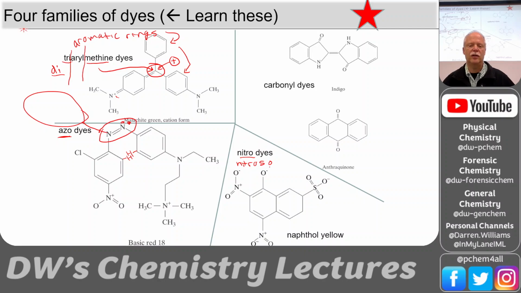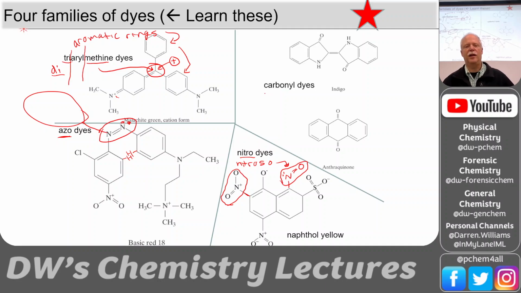Nitro and nitroso, so an extra O on the end. A nitroso group would be this, an N double bonded to the oxygen. That's a nitroso, and those can also be strongly colored. So you're looking for a nitro group, often tied to an aromatic ring, or a nitroso group tied to an aromatic ring.